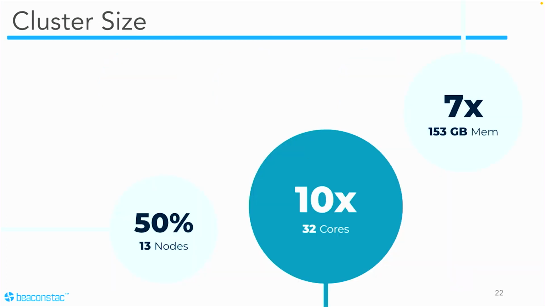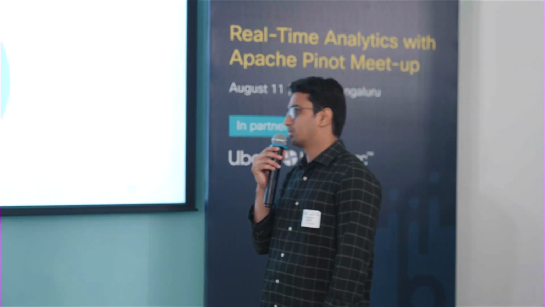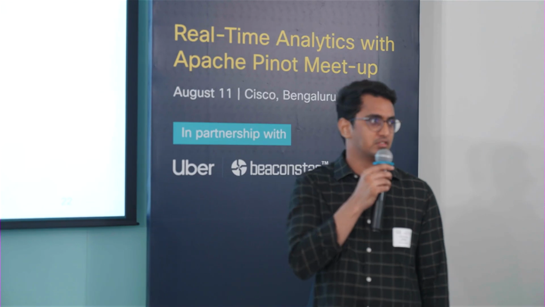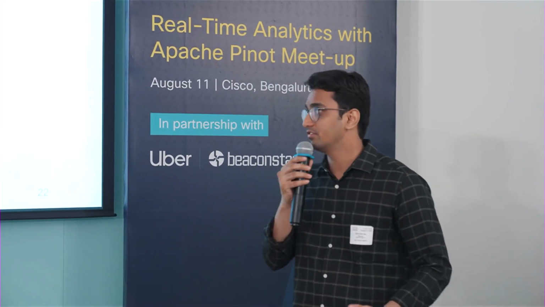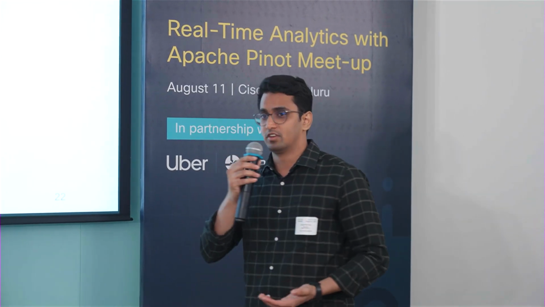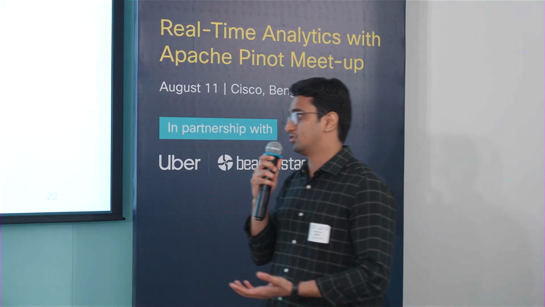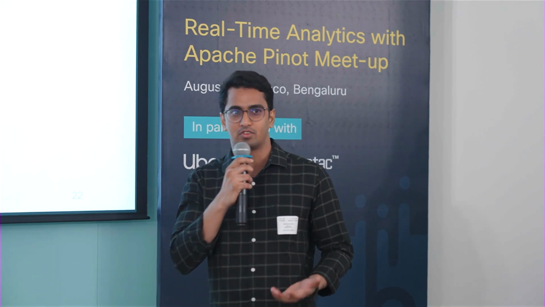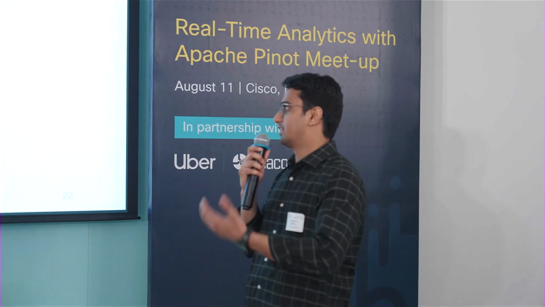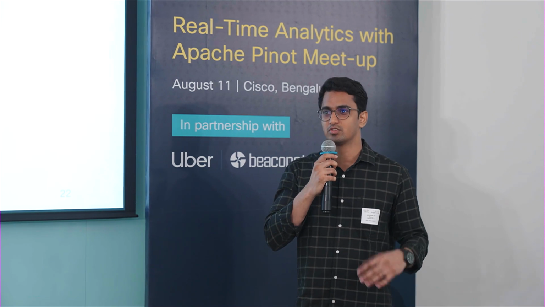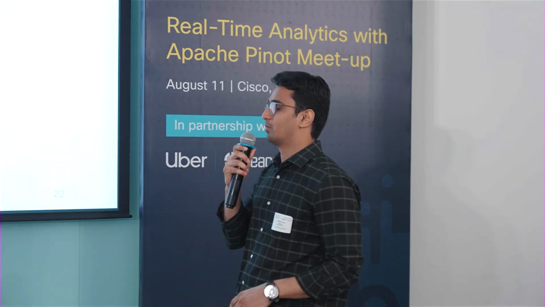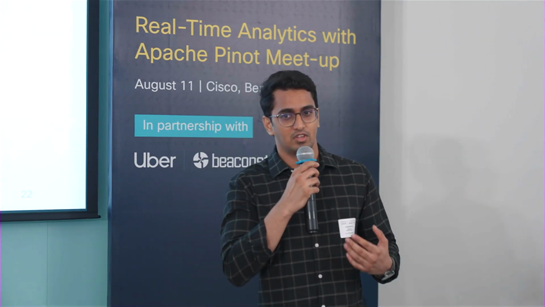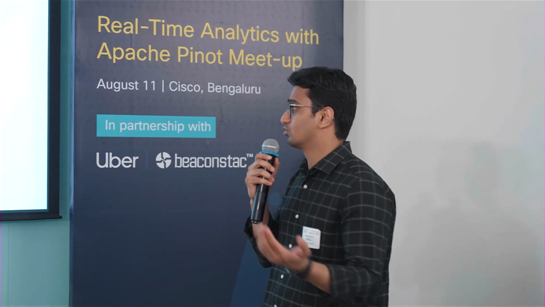Thanks, Rohit. So basically, from a cost standpoint, we saw a 50% reduction in the number of nodes that we needed to run to serve the current user base and the growing user base that we have. And we actually downscaled each node to use less computation power as well. So we had a 10x reduction in the number of cores that we are running, and 7x on the memory front as well. That's what we saved by moving from Elasticsearch to Pinot.